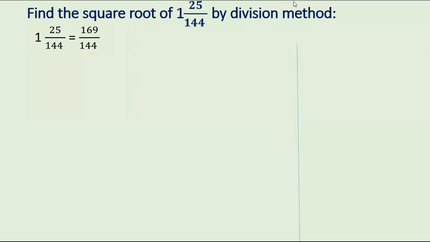So now, how can we solve this question? First, we have to solve the numerator, that is 169. So first we have to make the pairs and put the cap, right? Now 1 into 1 is 1. Then on the left hand side we have to add 1. So 1 plus 1 is 2. And on the right hand side, 1 minus 1 is cancelled. We have to copy the pair only.